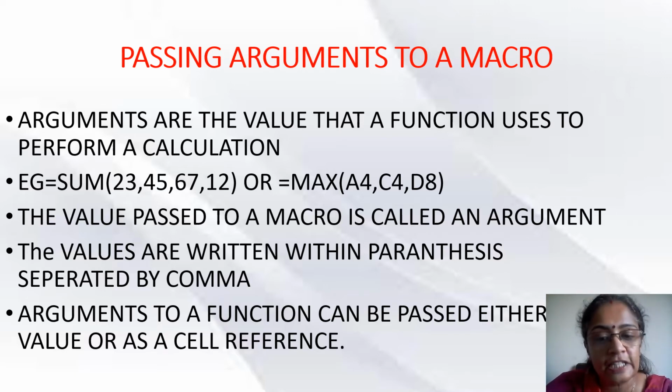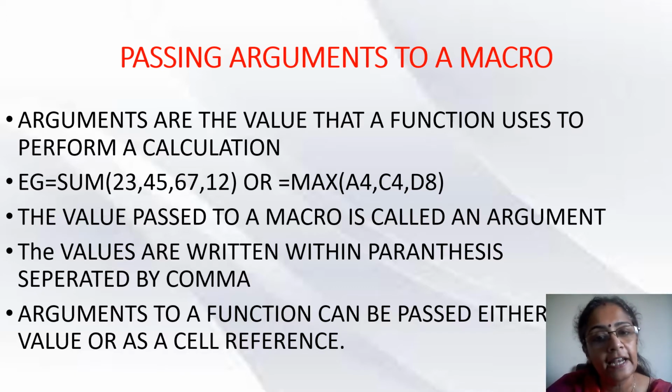The values are written within the parentheses, the rounded brackets, and they are separated with commas. The arguments which are passed on to a function can be either a direct value or a cell reference. So you could write equal to SUM(23, 45, 67, 12), or you could write SUM(A4, C4, D8, D9) like this. These particular 23, 45, 67, 12, or even A4, C4, D4, whatever, are called arguments. So whatever is written inside the rounded brackets after a function name is called an argument.